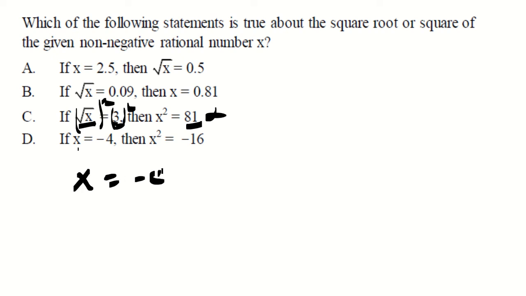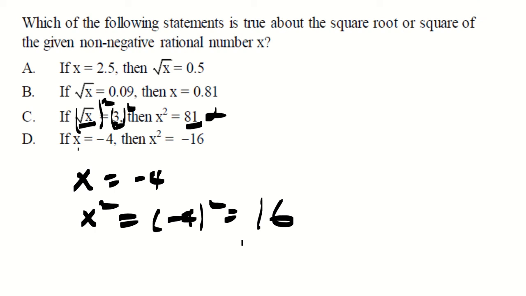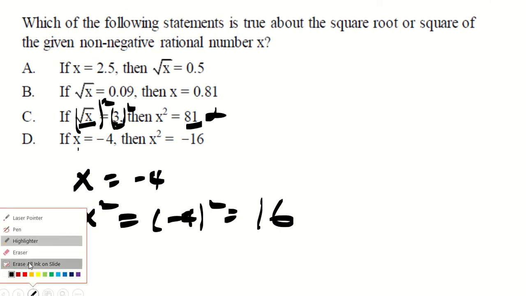x is equal to negative 4. We are asked x squared. x squared means negative 4 squared, which is positive 16 it should be. But it says x squared is equal to negative 16. So again it fails, so there must be something wrong. Let's check it again once.